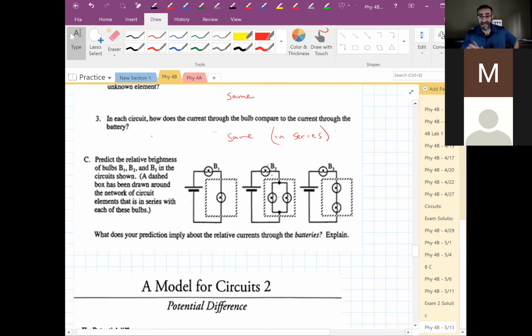So now they're telling us the resistance of the boxes, right? They're letting us see inside the boxes. So we should be able to know which one of these boxes has the greatest resistance and which one has the least resistance. We can see inside them. So if we know the resistance of these boxes, what can we say about the brightness of those bulbs?